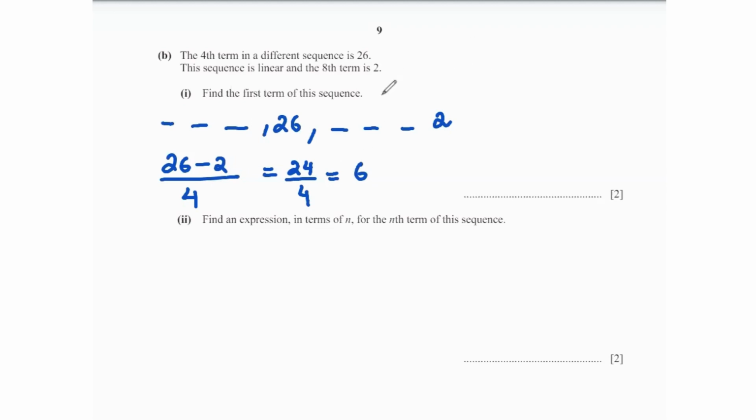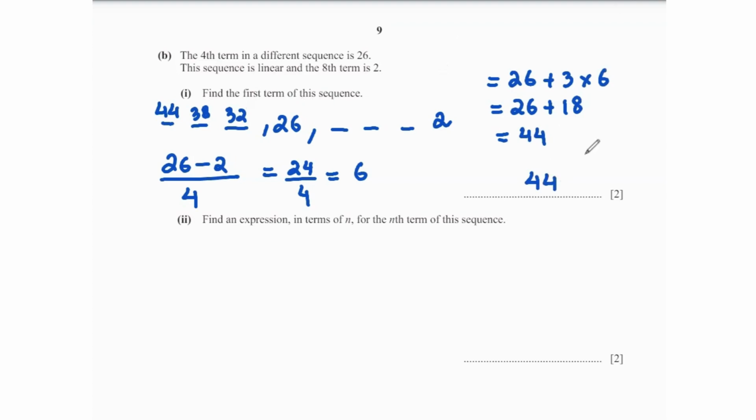To find the first term, we will do 26 plus 3 times 6, which will be 26 plus 18, and that's going to give us 44. So if we start from 44, 44 minus 6 is going to be 38, 38 minus 6 is going to be 32, and 32 minus 6 is 26, and so on. So first term is 44.